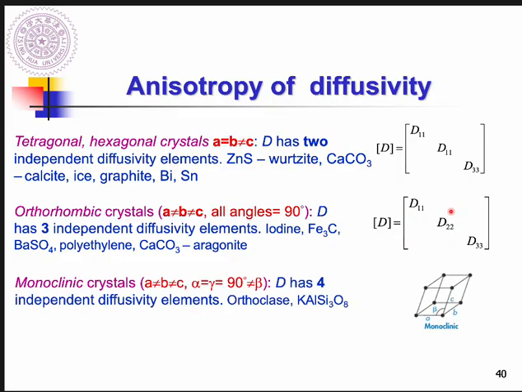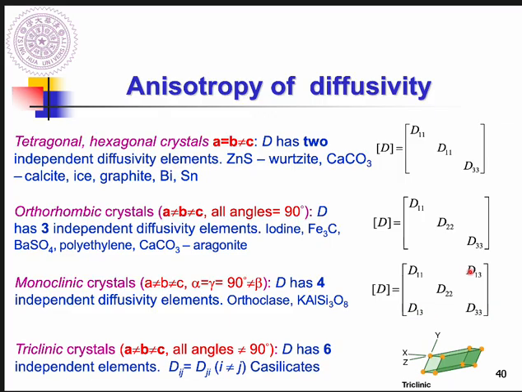And if you have monoclinic, which means that A not equal to B not equal to C, and alpha and gamma equal 90 degrees, but beta does not. So it turns out your beta is the odd one, right? Which means that you have D13. So we have D11, D22, and D33, and also D13. And for triclinic ones, it's complicated.